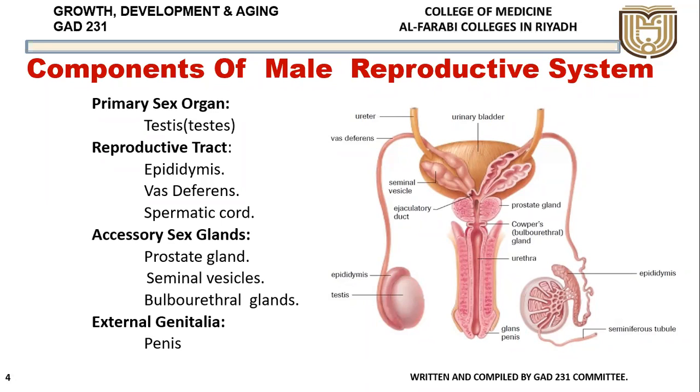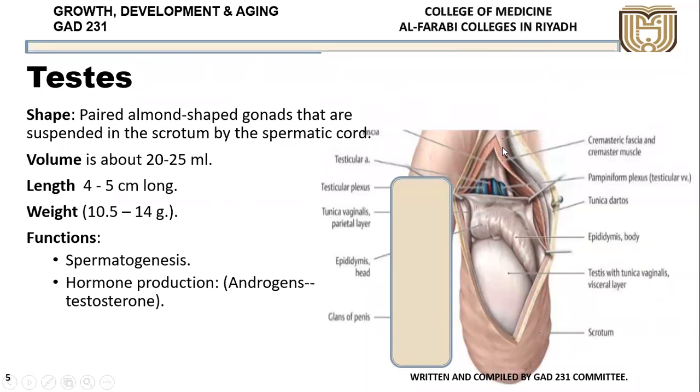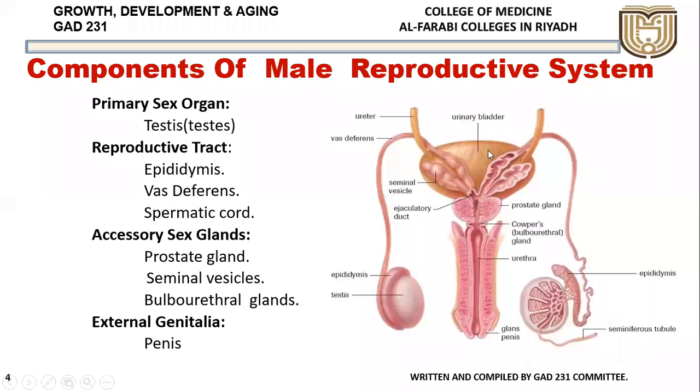And then we have the reproductive tract. What do you mean by reproductive tract? The tract which will carry the sperms in case of male to the right place where it has to go. It will be carried by the epididymis. This is the epididymis. Then we have the vas deferens and the spermatic cord, within which the vas deferens is one of the contents. There are many structures within the spermatic cord, and one of them coming from the testis is the vas deferens. So this will be the reproductive tract through which the sperms are carried.